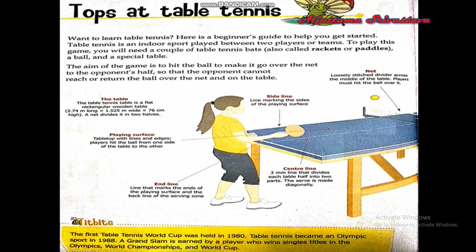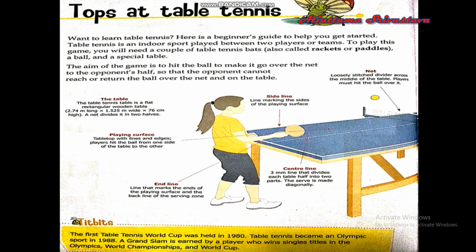Now sidelines. Lines marking the sides of the playing surface are the sidelines. Center line. A 3 mm line that divides each table half into two parts is called the center line. The serve is made diagonally across the table. Diagonally means from one end or corner of the table to the other corner.